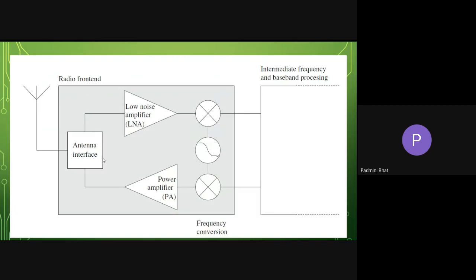If the communication module is used in the transmitting mode, then a power amplifier is used, since high power has to be given. From here you have many frequencies, the IF range, and so many things. When the signal comes here, it has to be boosted to a very high level, then given to the antenna interface. This is in the transmitting mode. This is in the receiving mode.